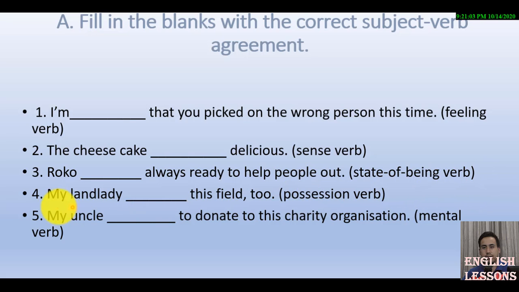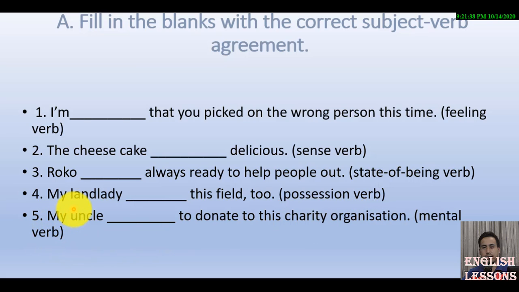State of being verb. My landlady dash this field too, possession. Remember, you possessing something. You have your books, you have your dress, those are your possessions. So here the correct possessive verb will be, my landlady owns this field too. Owns this field too.